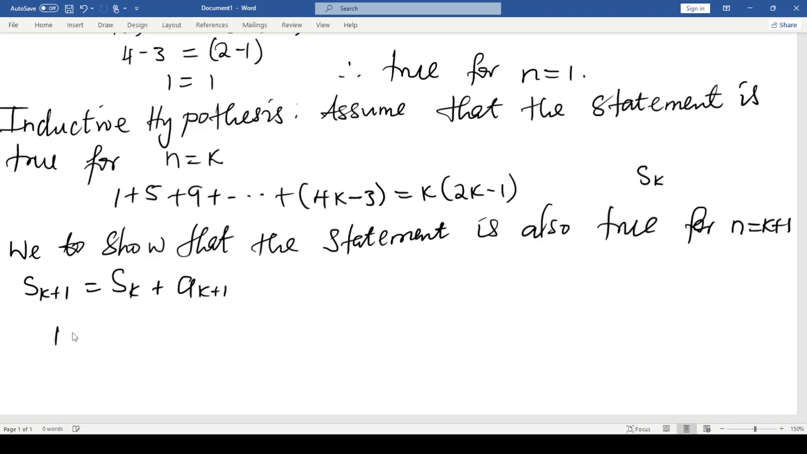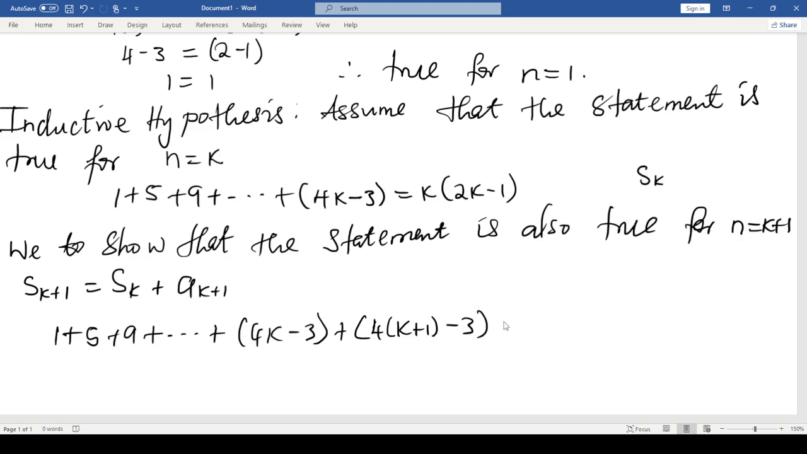So we have 1 plus 5 plus 9 plus all the way up to we have a 4k minus 3 first there. Then when we add the new term to this here, where there's k here, since we've moved a step further, we're going to say k plus 1. So meaning that we've moved a step further to the right there. So meaning that here we're going to have 4 open brackets, we have k plus 1 minus 3 being equal to k plus 1 open brackets 2k plus 1 minus 1 like this.